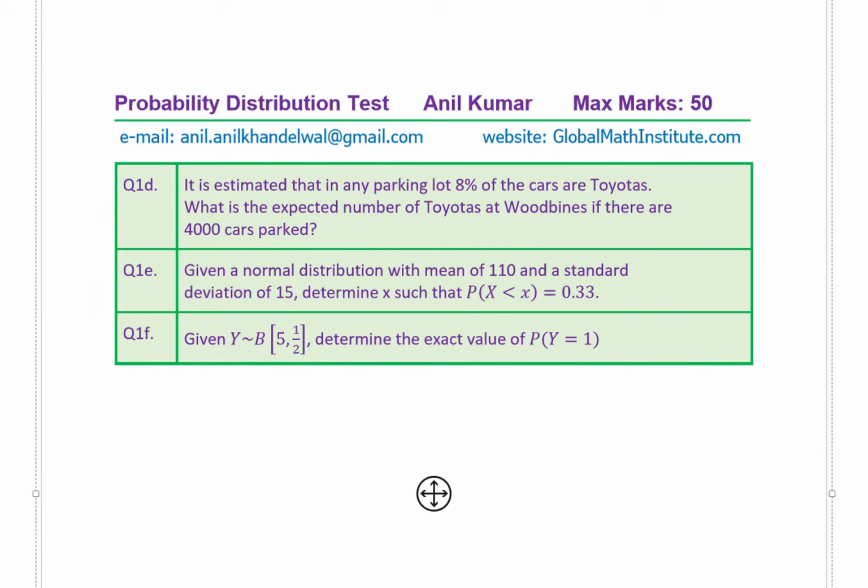Question number 1e. Given a normal distribution with a mean of 110 and a standard deviation of 15, determine x such that the probability of x less than x is equal to 0.33. Question number 1f. Given that y has a binomial distribution where n is 5 and the probability of success is half, determine the exact value of the probability when y equals 1.